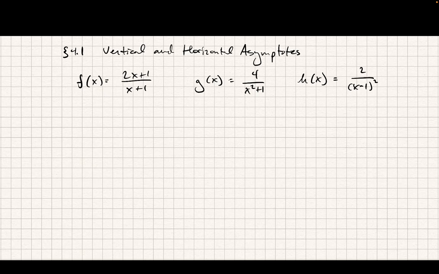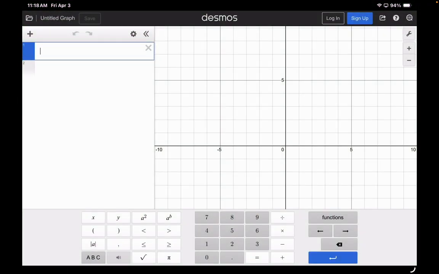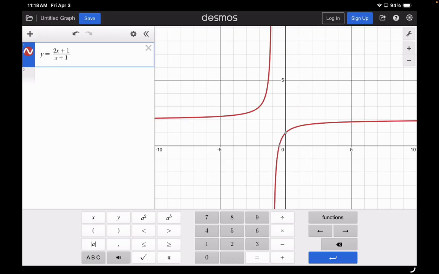So I'm going to go to Desmos, and I'm going to start plugging these in, but I want you to do it as well. So let's do the first one. I'll do all three of them, but in different colors.